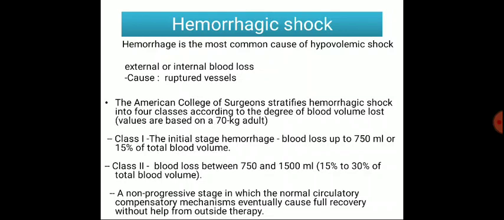According to the American College of Surgeons, hemorrhagic shock is divided into 4 classes according to the degree of blood volume lost. Values are based on a 70 kg adult. In class 1, the initial stage of hemorrhage, the blood loss is up to 750 ml or 15% of the total blood volume.